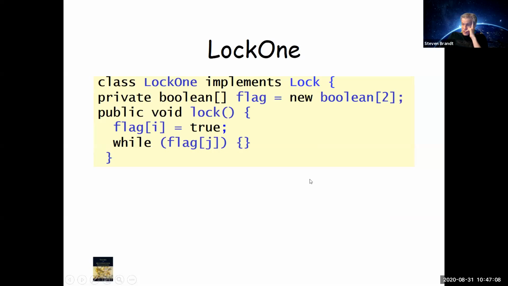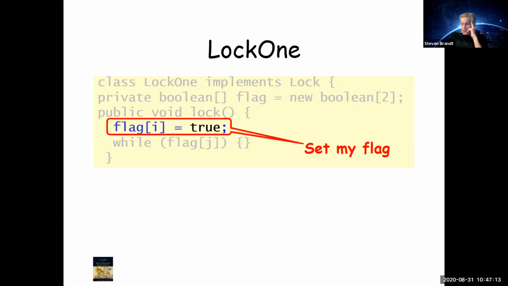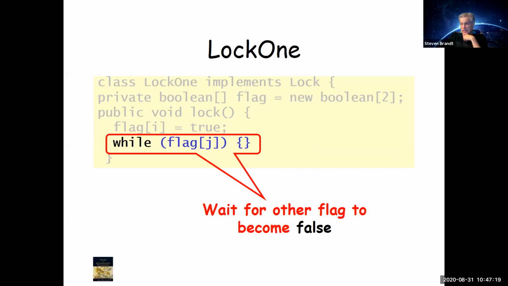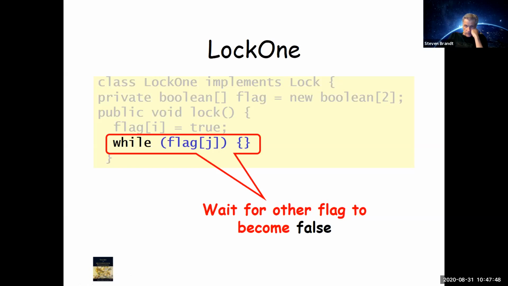So here is our first idea at a lock. We have an array of flags, and each thread has its own flag. We set our own flag, and then we wait for the other flag to become false. So what do you think of that? Christopher Clark, what do you think of that lock? Feels fishy, but I'm not totally sure why yet. Okay. What do you think of that lock? I'm not really sure. Okay.